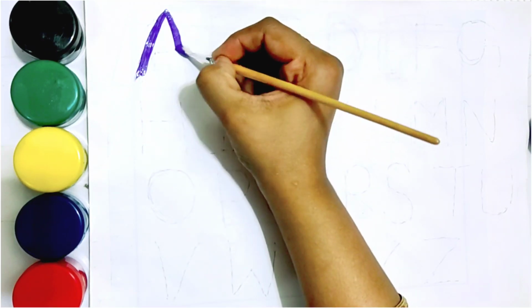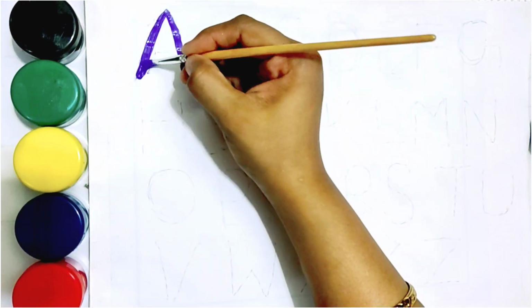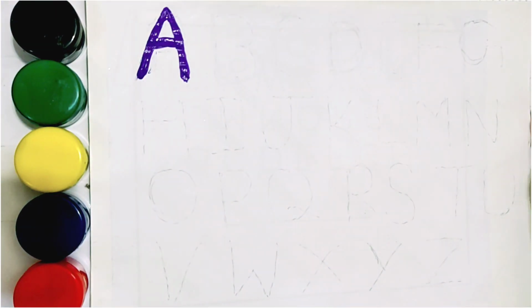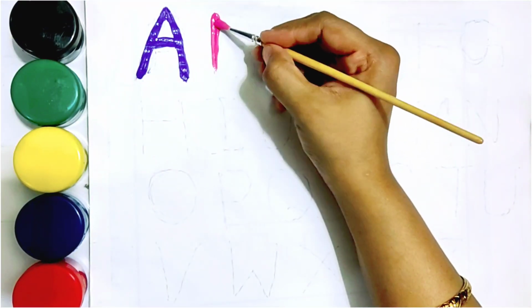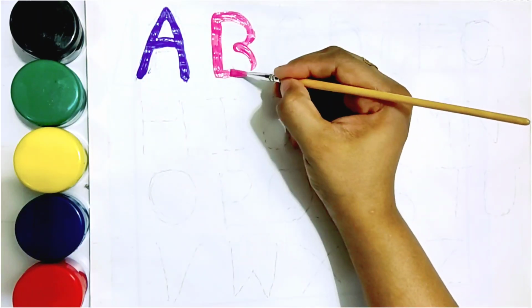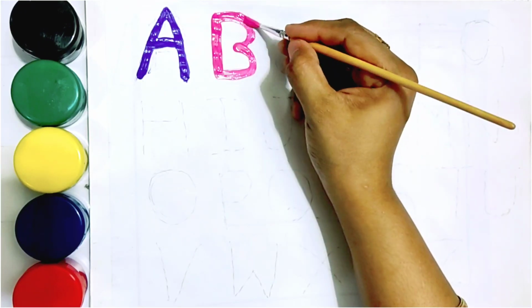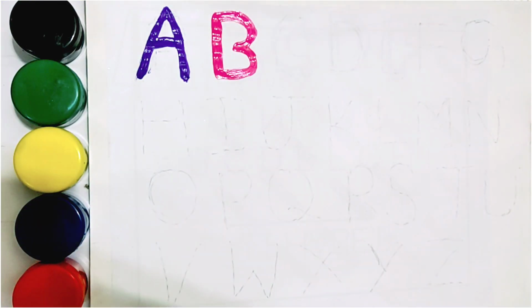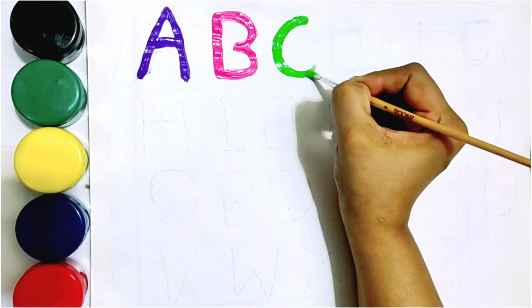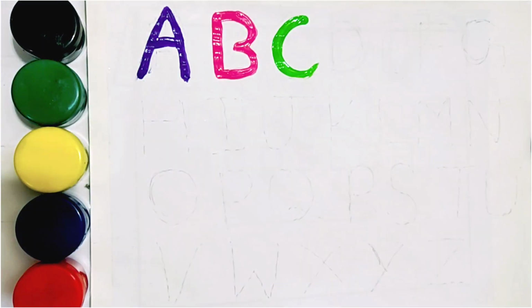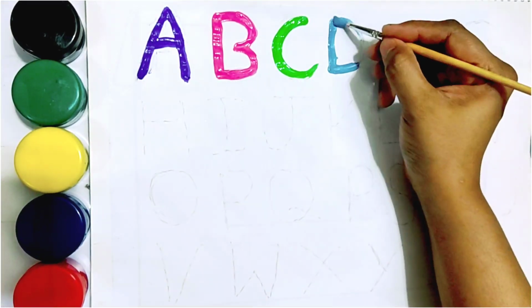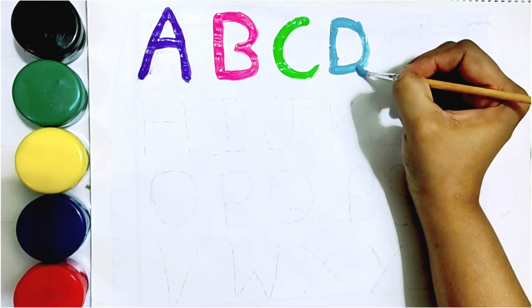A. Purple color. A for aeroplane. B. Pink color. B for banana. C. Light green color. C for cake. D. Sky blue color. D for donuts.